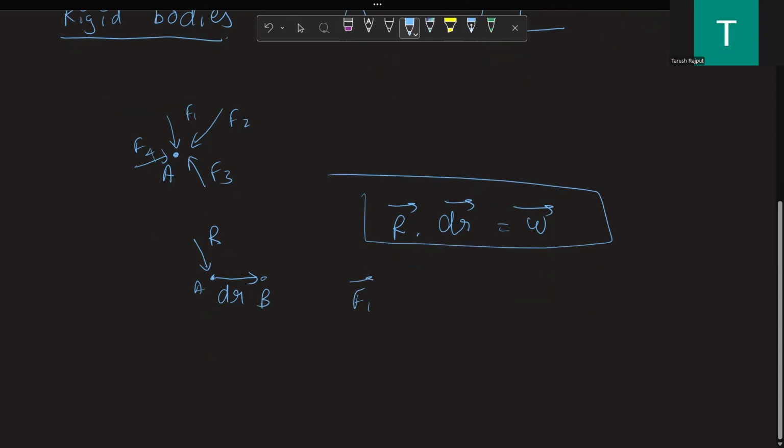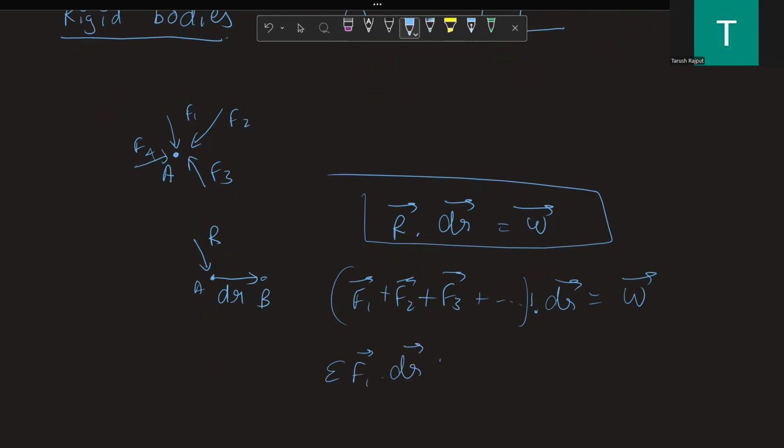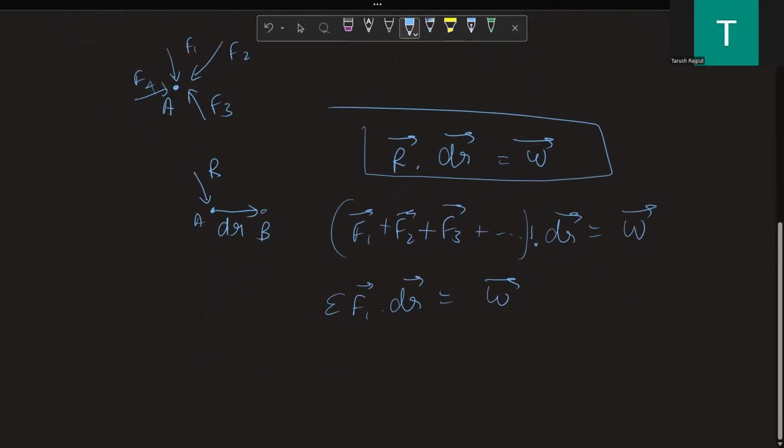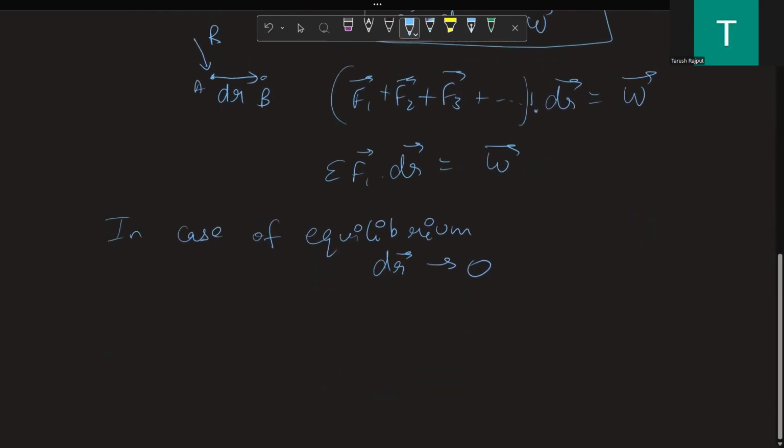So that's the net work done. Or we can say (F1 vector plus F2 vector plus F3 vector plus all the forces) dot dr vector equals W, the net work done. And this is basically the summation of Fi dot dr vector, which gives us the net work done. In case of equilibrium, we know that dr vector must be zero. Why? Because the particle is not moving. Of course, simple thing: from A to B, the particle won't move. We are just considering.